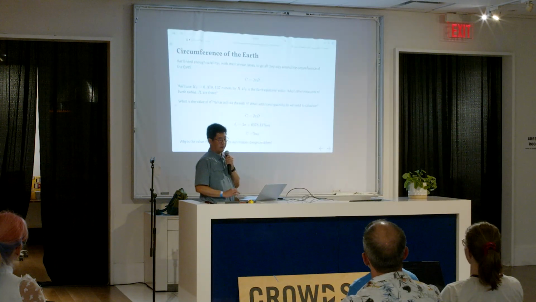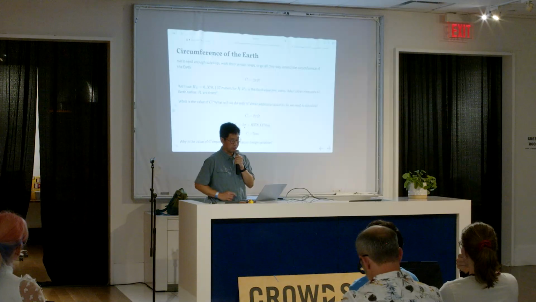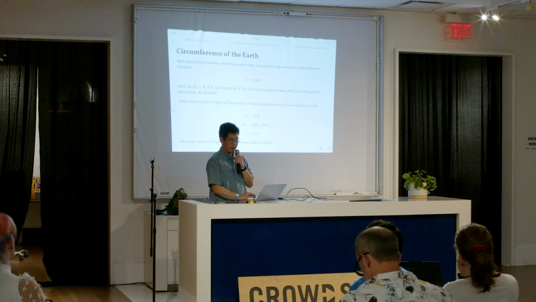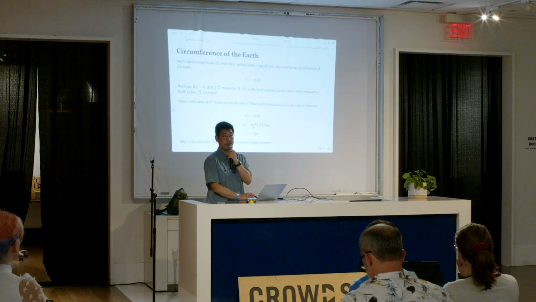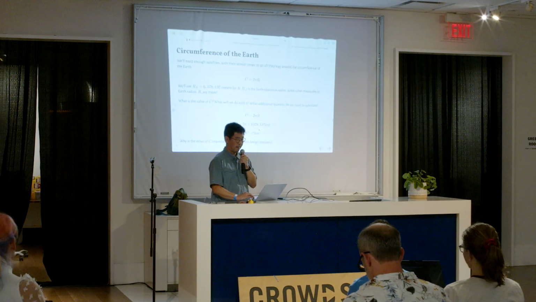We're going to use some flat Earth approximations, so we're going to start with circumference of the Earth. So let's calculate circumference of the Earth. 2 pi times the radius, which is 6,378 kilometers. So I'll let you do that calculation.